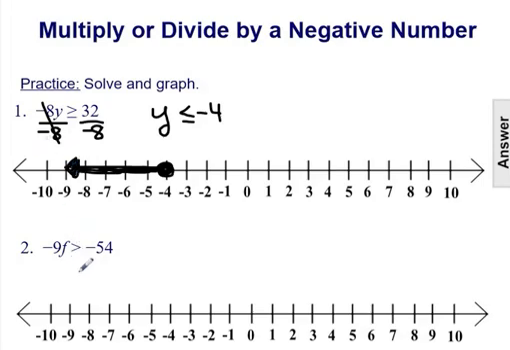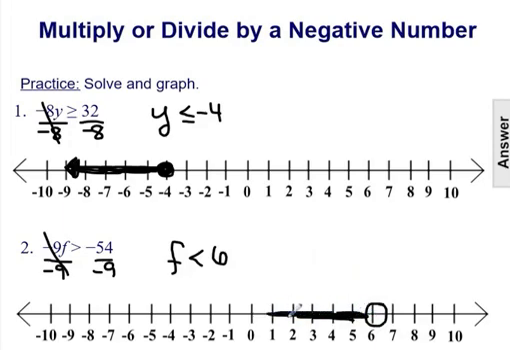I have number 2, negative 9f is greater than negative 54. So I need to undo multiplying by negative 9. So I'm going to divide both sides by negative 9. Again, dividing by a negative. So it'll isolate my variable, but greater than will become less than. And negative 54 divided by negative 9 is 6. So that will be an open circle at 6. And then I'll have my shading to the left. All numbers less than 6.